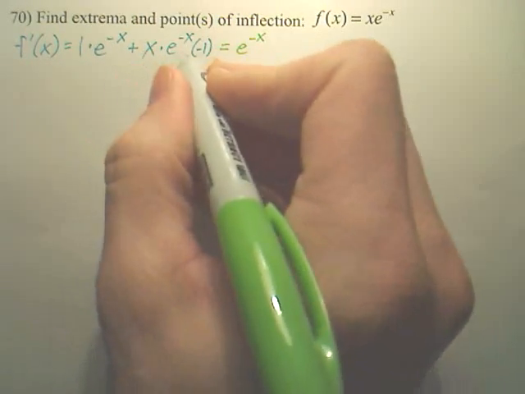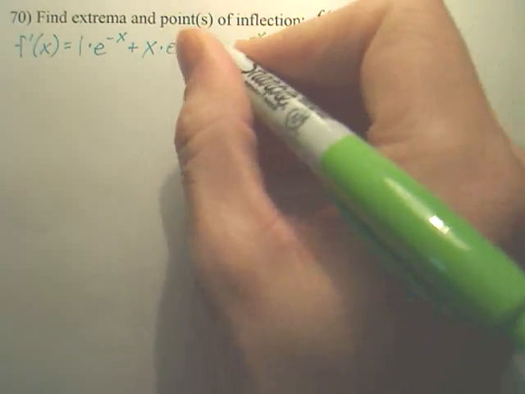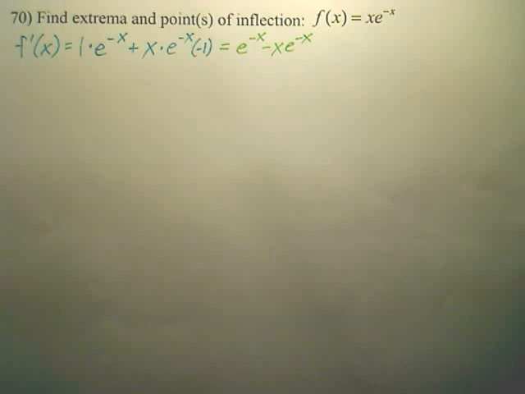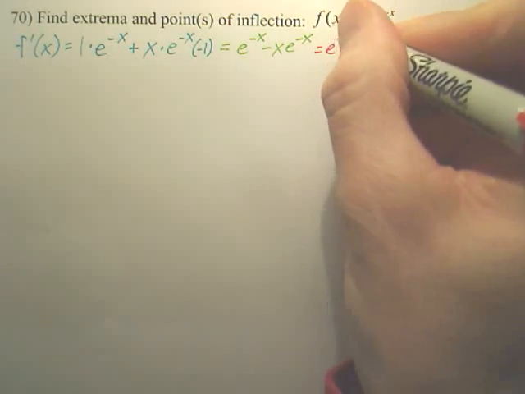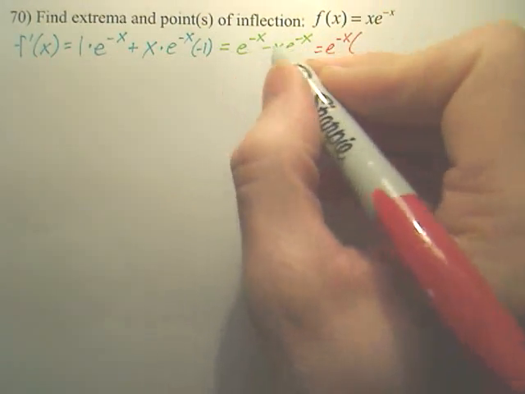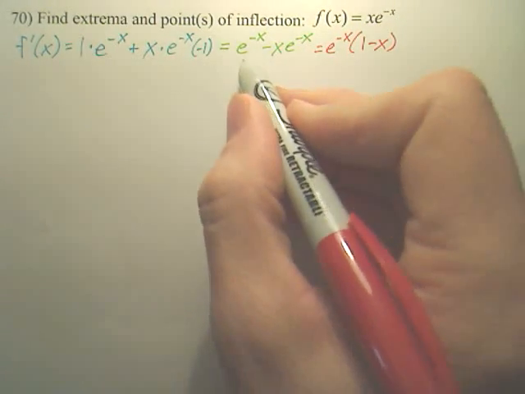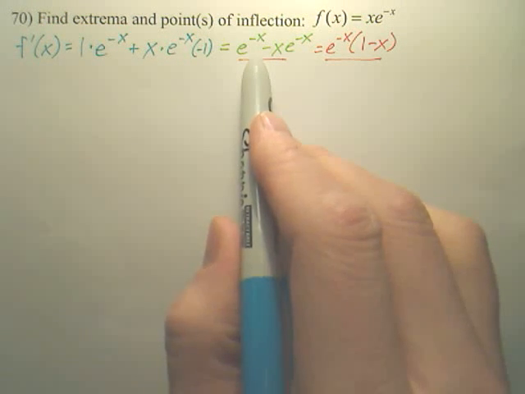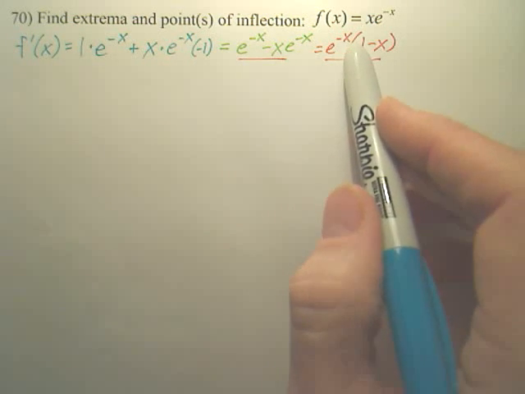Because do both of these have e to the negative x? Yeah. Actually, let's wait on that. And then this negative would be minus x e to the negative x. So that's the derivative, which could also be written as e to the negative x, because there's a GCF, 1 minus x. So these are both derivatives, just different forms. I think this would be easier to do my second derivative of when we go to point of inflection, but this one's easier to solve for critical numbers.